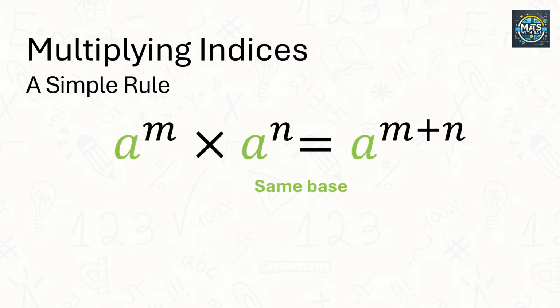When multiplying numbers that have the same base, we do not multiply the numbers directly. Instead, we add the exponents. For example, let's take 3 squared multiplied by 3 to the power of 4. Since both numbers have the same base, which is 3, we add the exponents. 2 plus 4 equals 6. So, the answer is 3 to the power of 6.